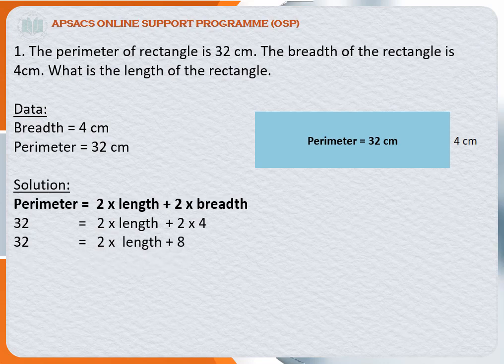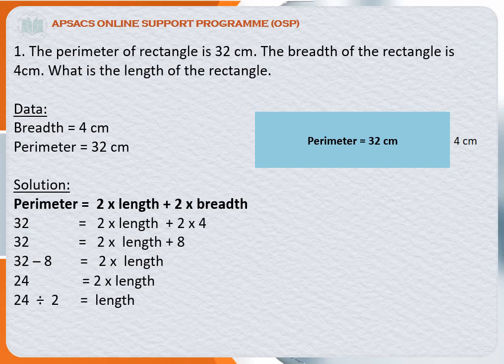Now, just put the values: 32 equals 2 multiplied by length plus 2 multiplied by 4. 2 multiplied by 4 equals 8. So 32 equals 2 multiplied by length plus 8. Now, when this plus 8 comes towards the left, it will become 32 minus 8 equals 2 multiplied by length. 32 minus 8 is 24. Now here you can see 2 is multiplied by length. When this 2 comes towards the left, it will become divide. So 24 divided by 2 equals length, and the answer will be 12. So you can say that length equals 12 centimeter.